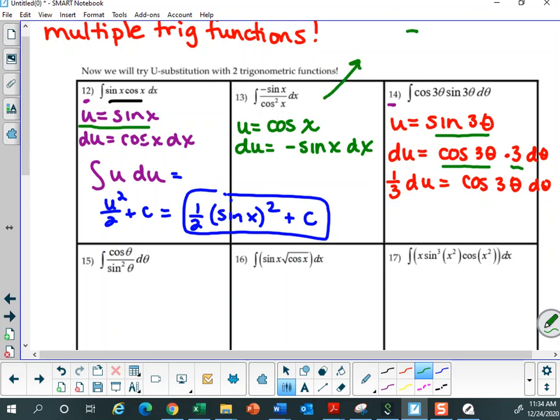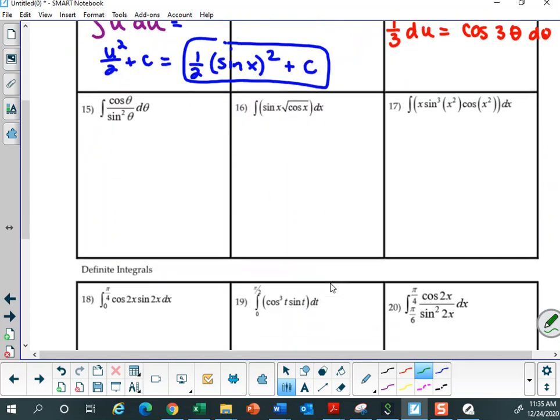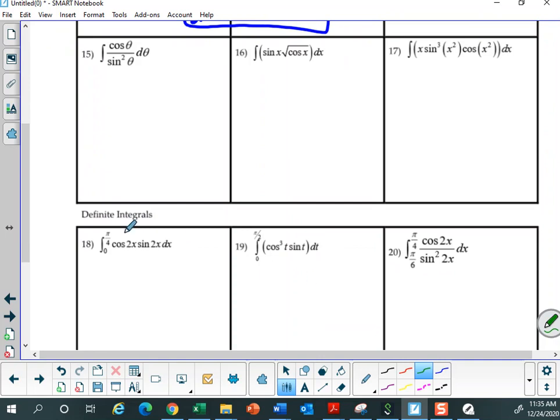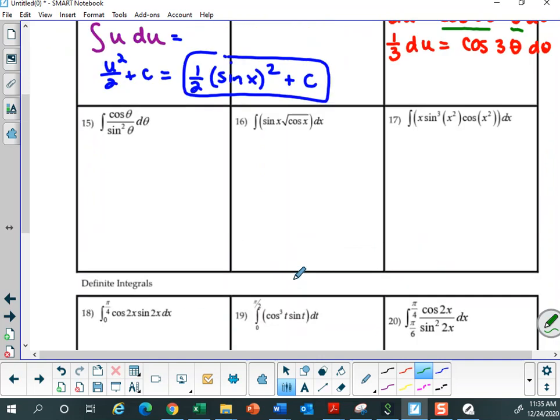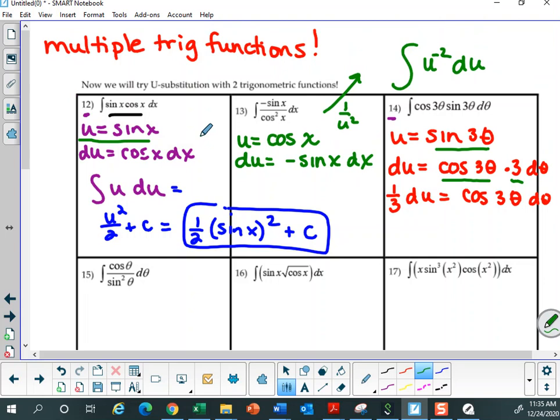And so then the rewriting on this problem, I would have du, and I would have, I'm going to write it as u to the negative 2, because it would be 1 over u squared. And then I have to do my antiderivative. And you can see I'm not finishing these. These are all worked out for you on the key.